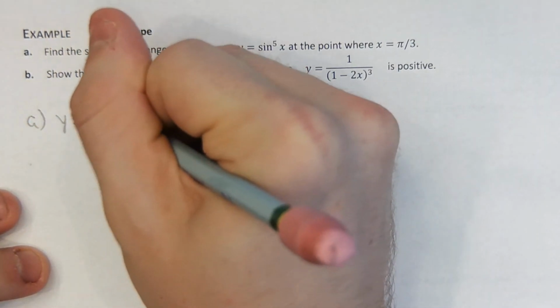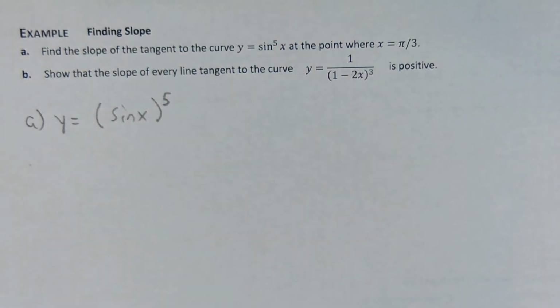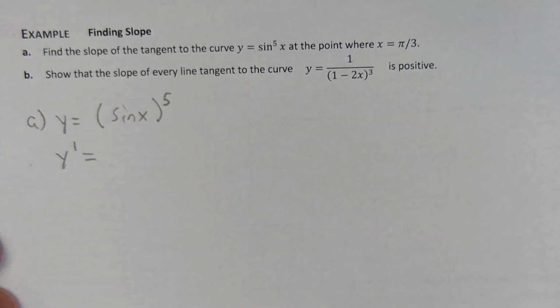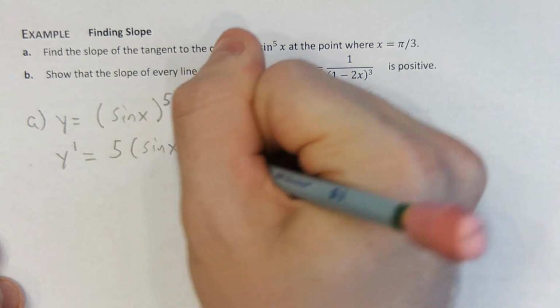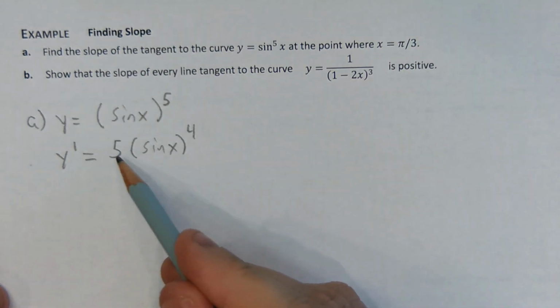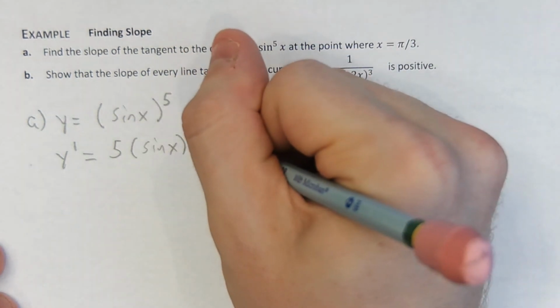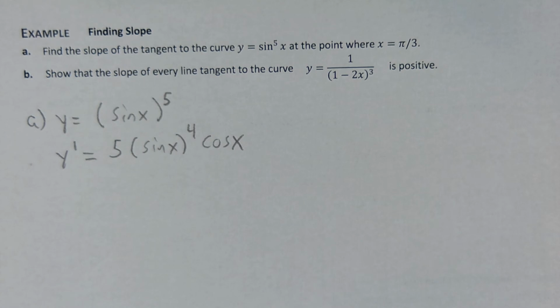Y equals sine x to the 5th power. So the outside is a 5th power structure. The inside is a different function, sine of x. So its slope can be found by using the derivative of the outside. Don't touch the inside. So the 5 and the 4 are the derivative of the outside, and now times the derivative of the inside. Derivative of sine x is cosine x.